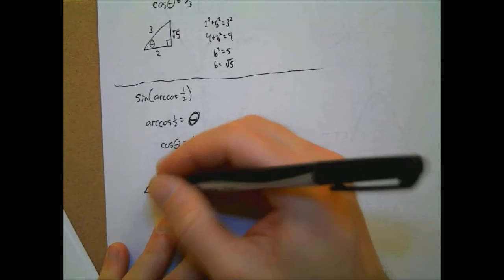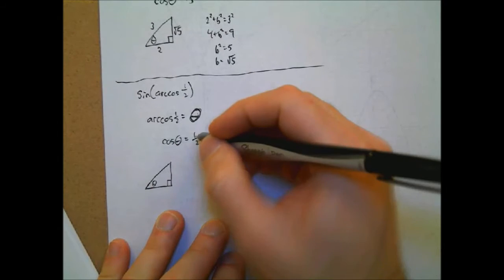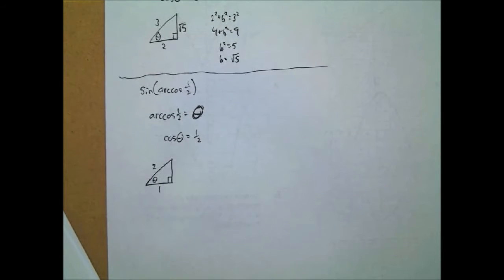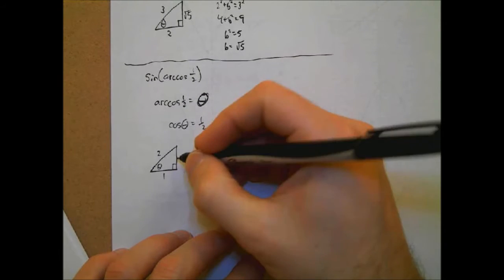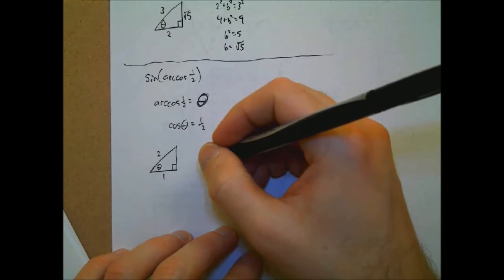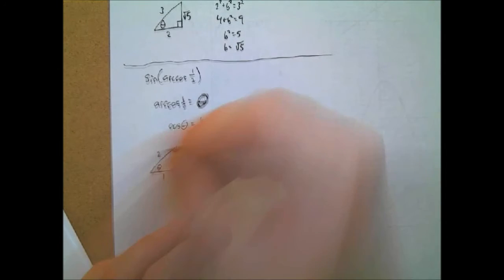Put the theta in. Cosine is adjacent over hypotenuse. Okay. We should recognize this triangle maybe. What's this third side going to be? Root 3, right? It's a 30, 60, 90 right triangle there. You can also find it by using the Pythagorean theorem.